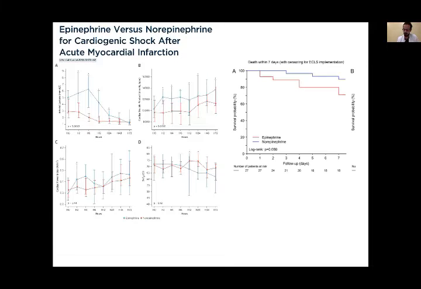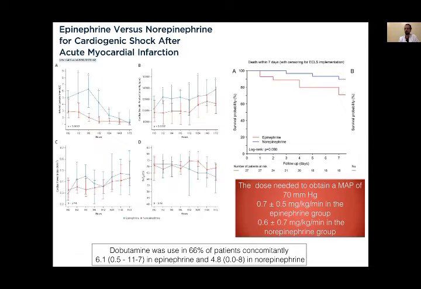What has to be considered is the dose needed in such patients to obtain one of the endpoints, mean arterial pressure of 70 millimeters of mercury: it required 0.7 micrograms per kilo per minute of epinephrine and 0.6 of norepinephrine, with dobutamine concomitantly given to these patients in 66% of the population. So the dosage was high, extremely high.